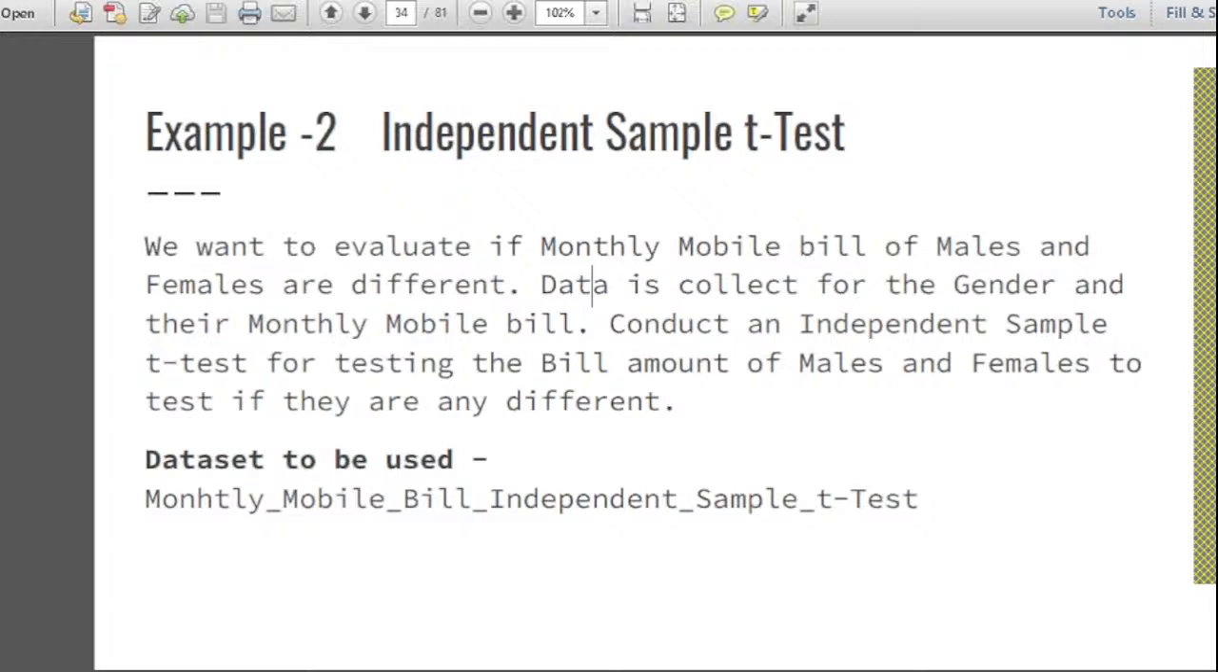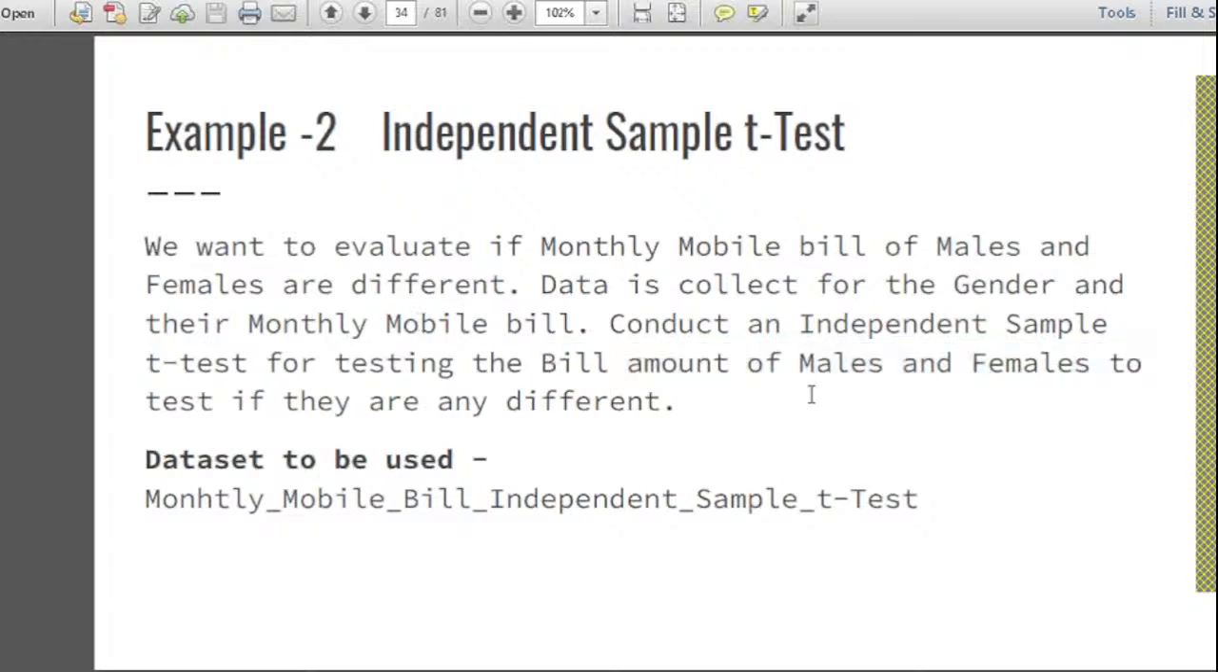In two sample, see here, I am not having any mean value, right? But I want to compare. This is a two sample, right? So what is my null? Null means assume no change or assume things are coming from the same population. So in two sample, we say null that there is no difference between the mean. There's no difference between the mobile bill of male and female.